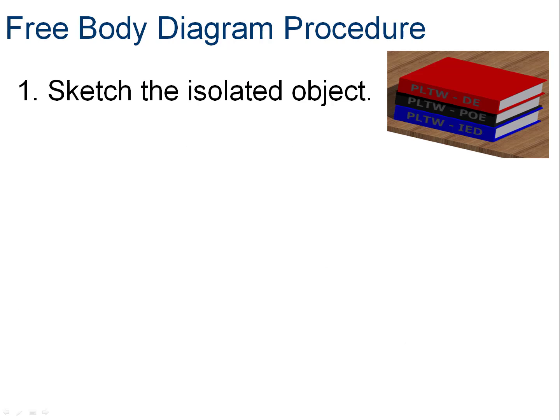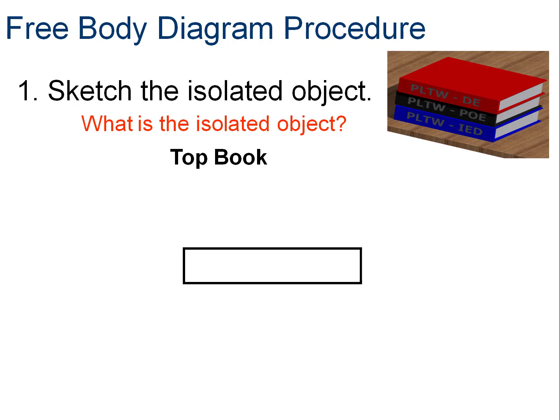So the very first step would be to isolate the object and sketch that isolated object. When we talk about isolating an object, that's what references the free in the free body diagram. It's the object by itself. And simple geometric shapes are fine. In this instance, we're going to use a rectangle. So the isolated object is the top book, and it looks like a rectangle.